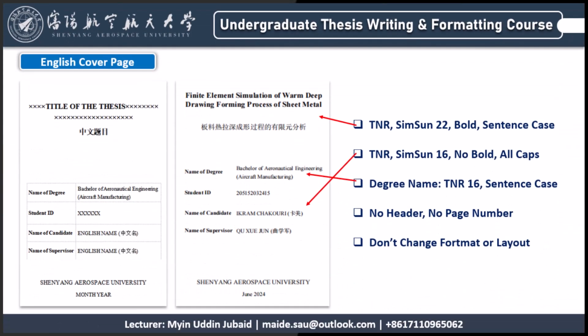And the second page is the English cover page. This is the template, and this is how it looks after filling up. Now here you write the English thesis title, but there's a mistake this student made. It should be all caps. So make sure you are following the format. Don't make any mistake. So all should be caps, and then the Chinese title, it should be like this, and then these things you just follow: your name of the degree, student ID, your name and Chinese name, your supervisor's Chinese name, and English name.